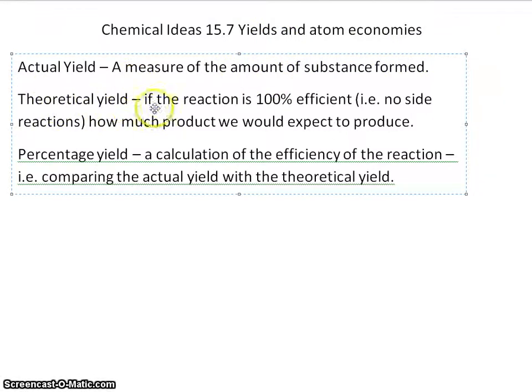Our theoretical yield is the mass of the product we'd expect to form if our reaction was 100% efficient, so no side reactions and no loss of reactants or products when we are actually carrying out the reaction. And then percentage yield is a calculation of the efficiency of the reaction, so how good we were in the real world at actually producing what we'd expect.